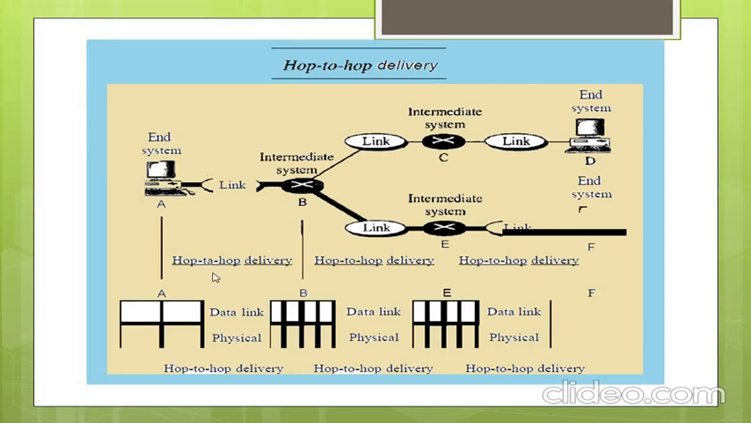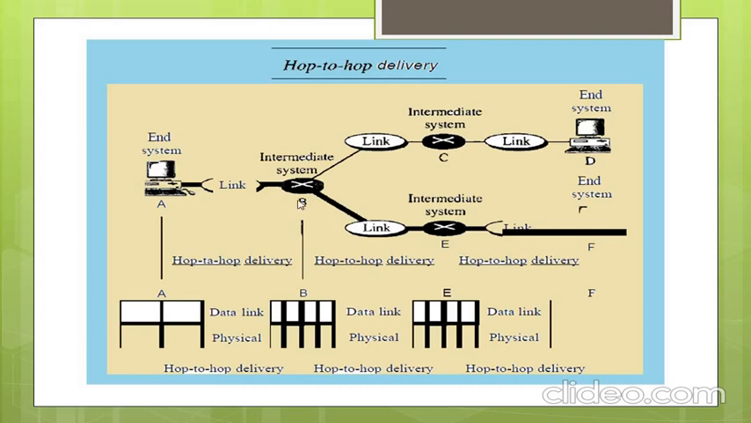So from the figure we can see that the communication at the data link layer occurs between two adjacent nodes. To transmit the data from A to F, three partial deliveries are made. First, the data link layer at A sends a frame to the data link layer at B. Here B is a router. Then the data link layer at B sends a new frame to the data link layer at E. Finally, the data link layer at E sends a new frame to the data link layer at F.